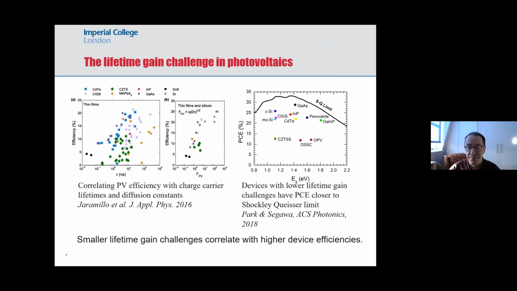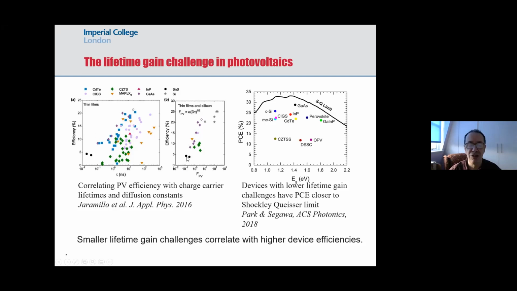This idea that you need to gain lifetime, and that gain of lifetime has an impact on function, but you need to gain lifetime to achieve function, it's not new. And so there's a couple of examples here. This is a plot for a range of inorganic solar cells correlating the diffusion lifetime product with device efficiency. The tau is the lifetime of the carriers in the material. D is a measure of transport.